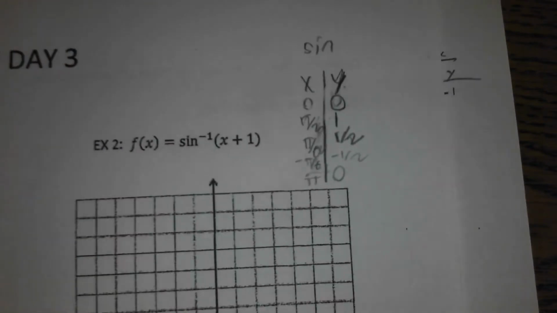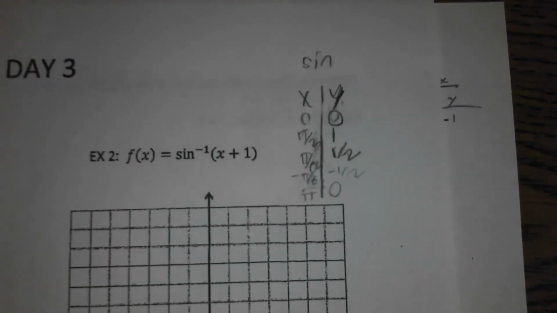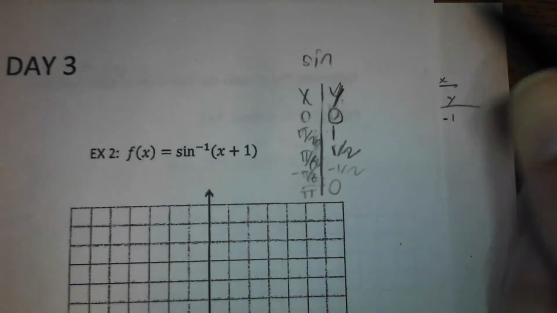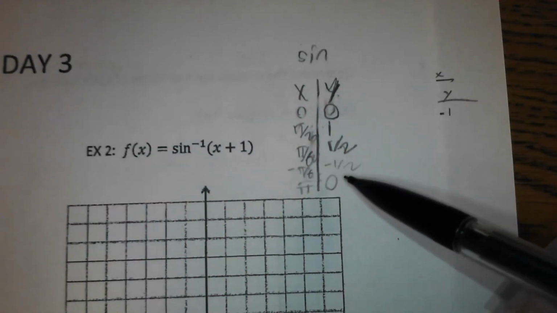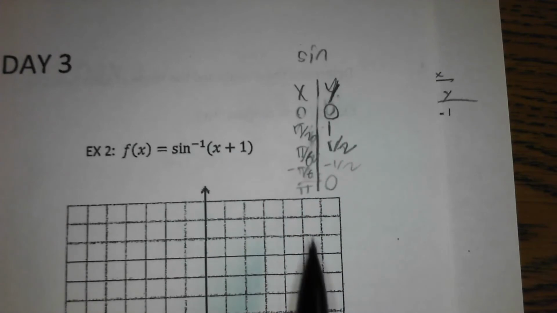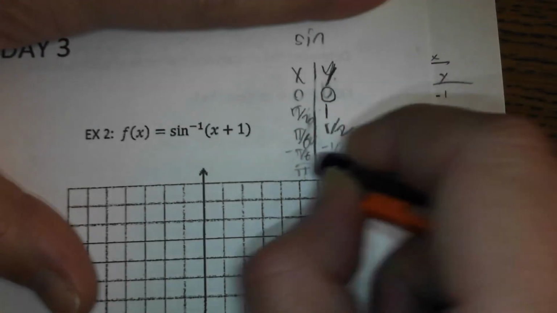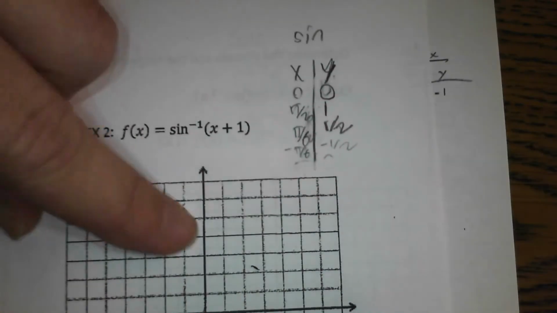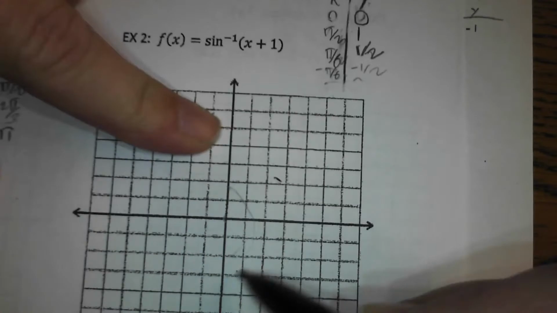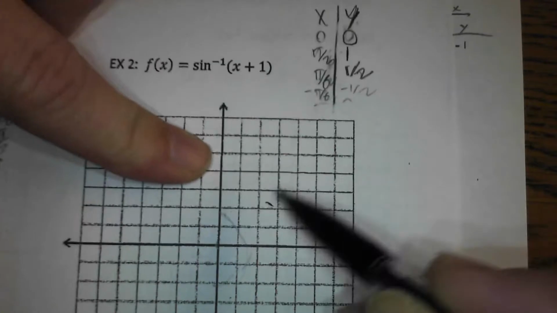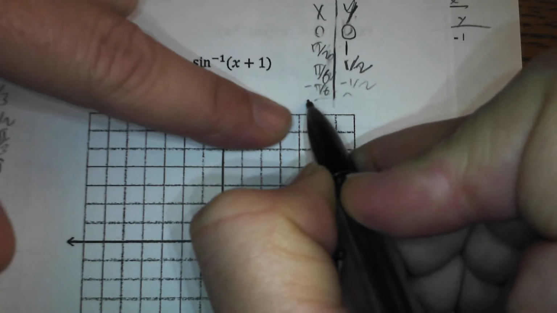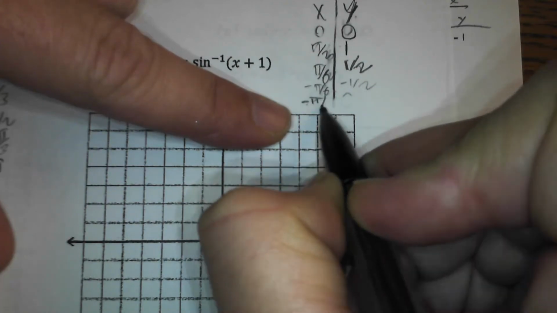This person did a good thing. They used the pi over 6 and the negative pi over 6, so they were in the right two quadrants. It looks like they used pi, though, which they shouldn't have. Remember, on your unit circle you should be going between negative pi over 2 and positive pi over 2, so they just needed a negative pi over 2.